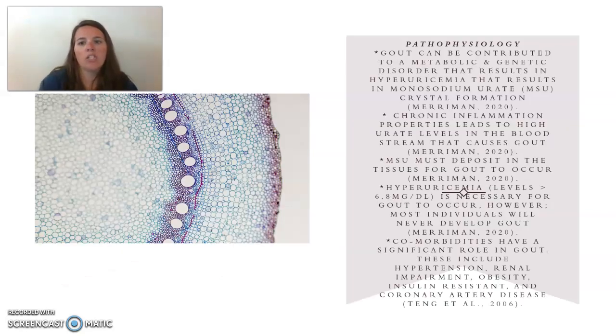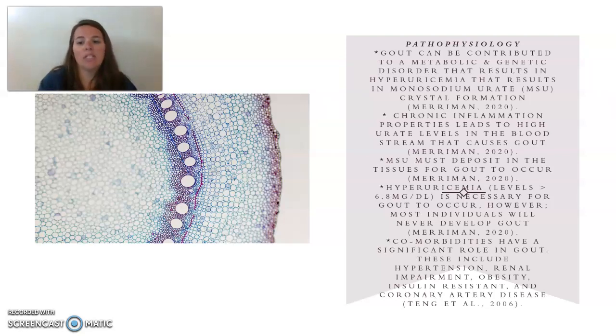So the pathophysiology of gout: gout can be contributed to metabolic and genetic disorders that result in hyperuricemia that form the monosodium urate crystals. Chronic inflammation leads to high urate levels, and these MSU crystals must deposit in the tissue before gout can occur. Hyperuricemia levels are considered to be greater than 6.8. This is necessary for gout to occur, but most individuals will not experience gout even with a level greater than 6.8.